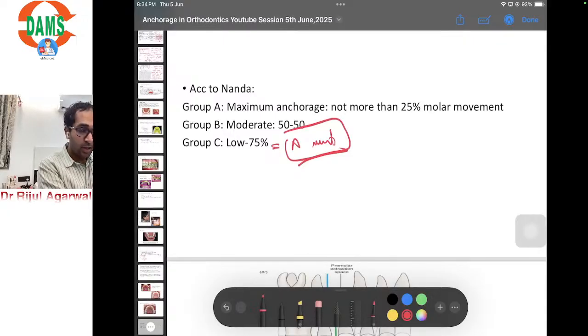That's why I'm telling you, understand the concept rather than just mugging that it is group ABC. Meaning, Group A is 25% molar movement. It is always molar? No, it is not always molar. It is the anchor unit.